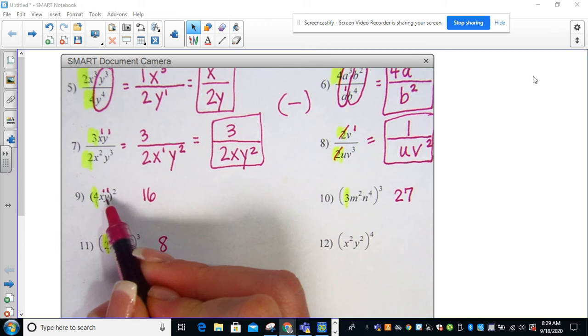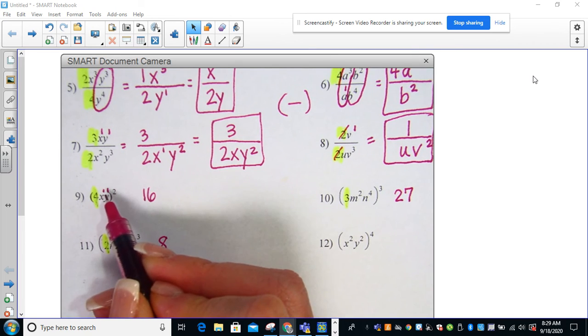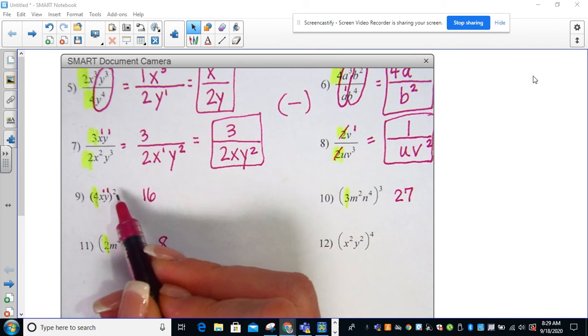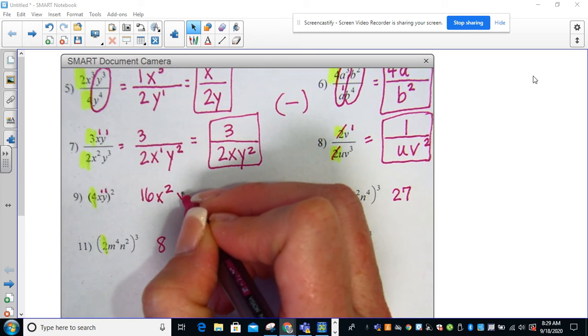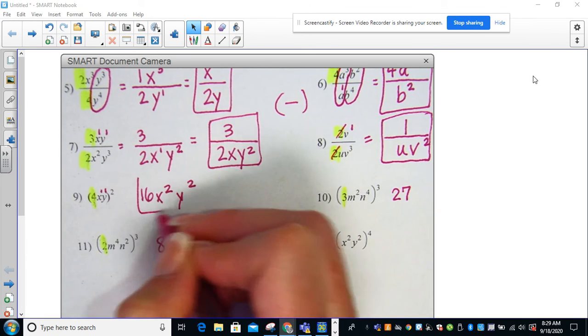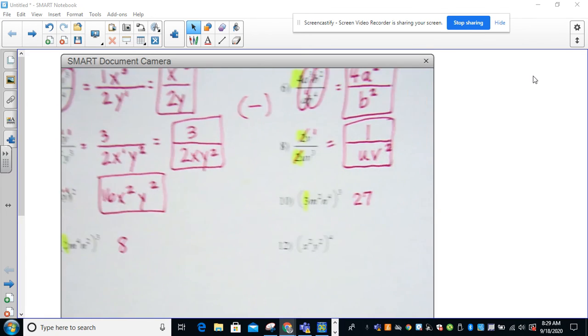So our rule for powers to powers is multiply. So we're not adding like we did in the first 4. We're multiplying. 2 times 1 would be 2. And 1 times 2 again would be 2. So that's your final answer for that one, power to power.